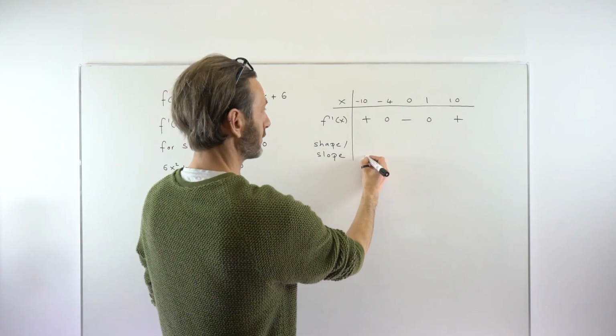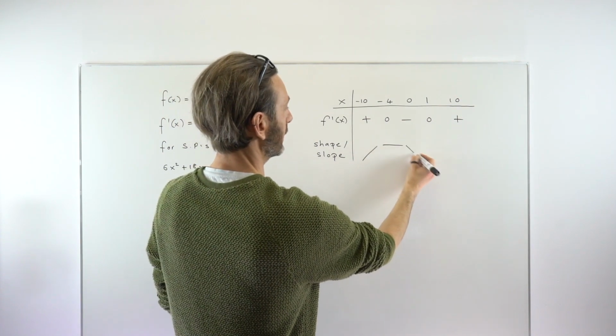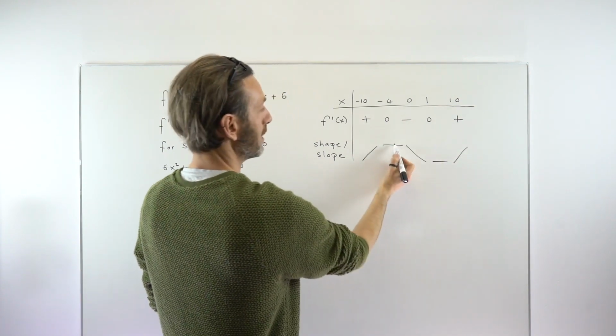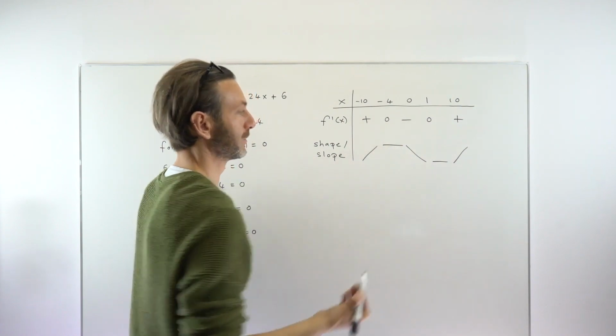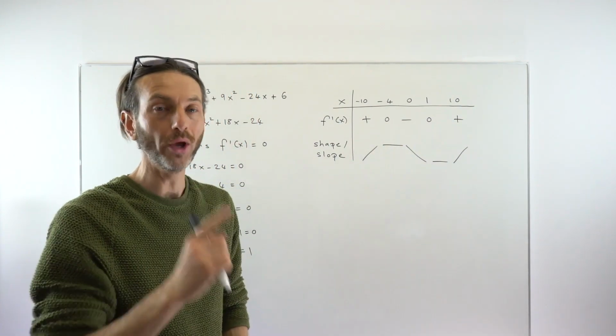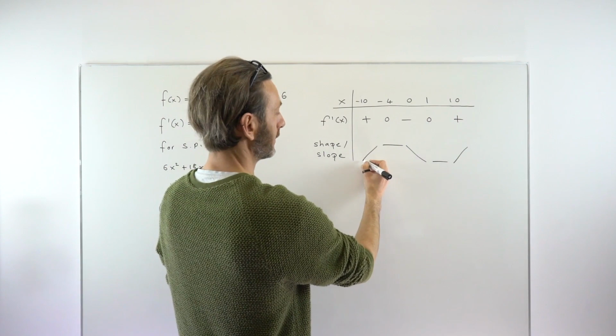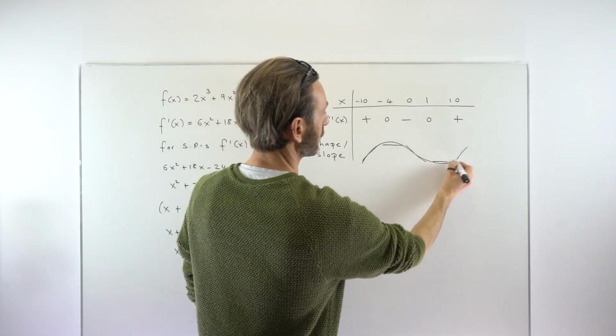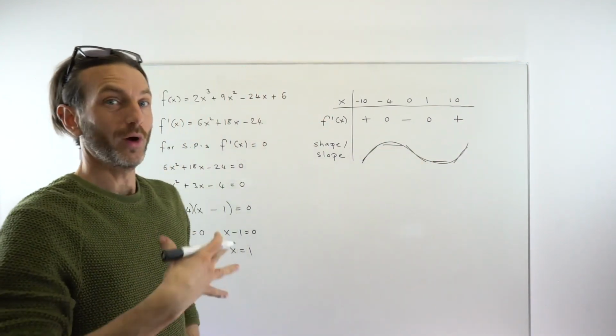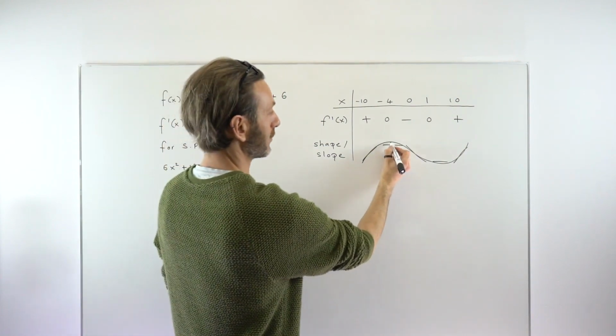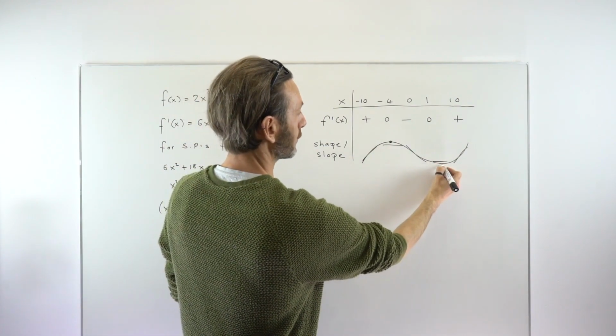So that means our graph's going to go like this, and then like this, and then like that. Remember, these two horizontal lines are not actually lines, they're just one single point, the stationary point. So in reality, this graph would go like this. A curve, it's not actually a stick diagram, it's a curve. So these are our two points here at -4 and 1.